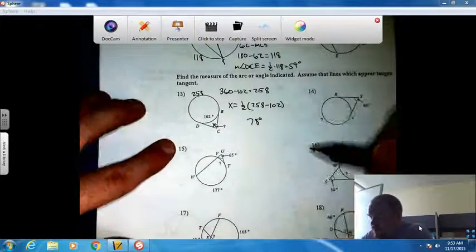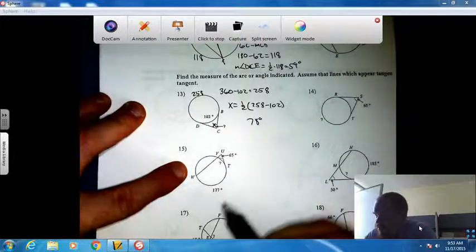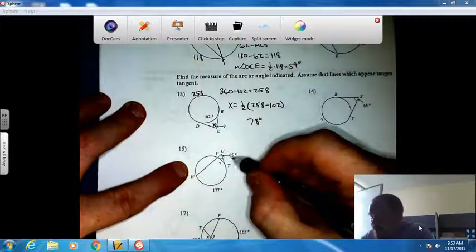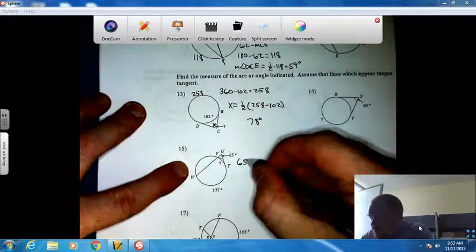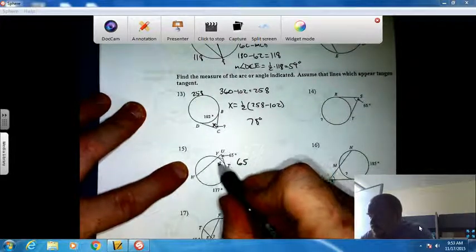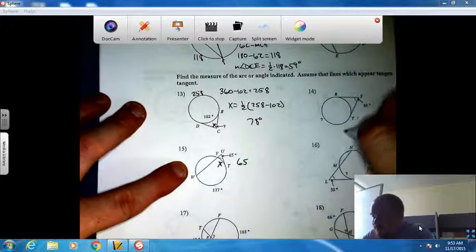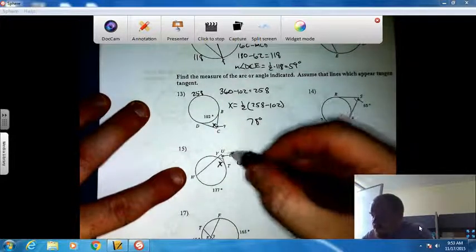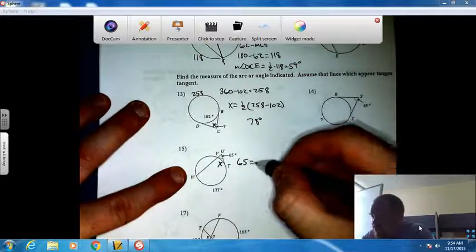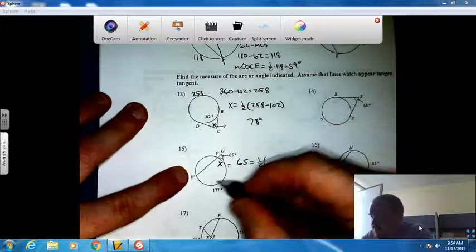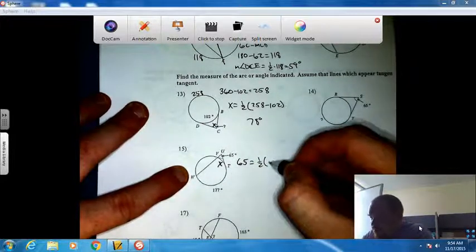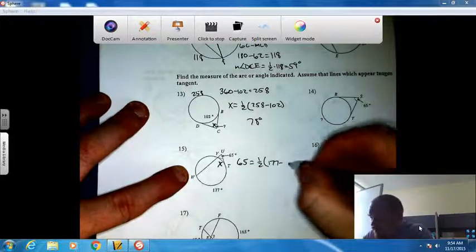Okay, and number 15. Okay, here they tell me the angle. It's 65. Okay, what they want is this little sliver of an arc in there. So I'm going to call that X. So because the angle's outside the circle, the angle is 1/2 the big arc minus the little arc.